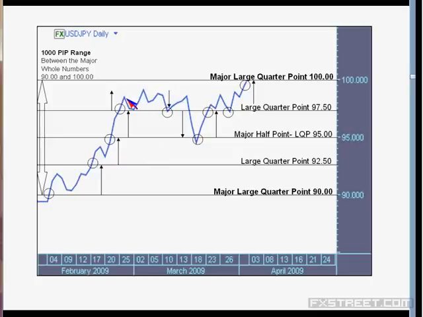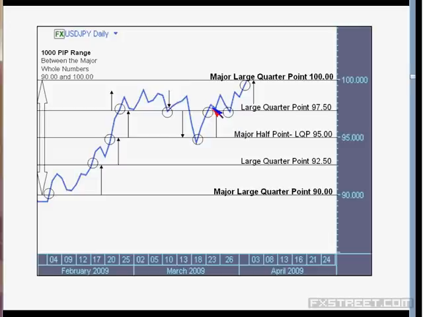After several unsuccessful attempts to complete the large quarter between 97.50 and 100 yen, as you can see here, we're finally seeing prices dropping below the 97.50 large quarter point and making a move to the major half point, the large quarter point at 95 yen. Finding support around that area, prices start moving above 95, potentially again targeting 97.50.